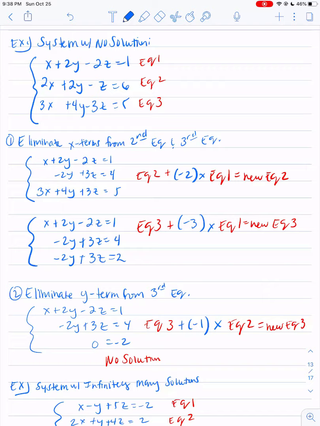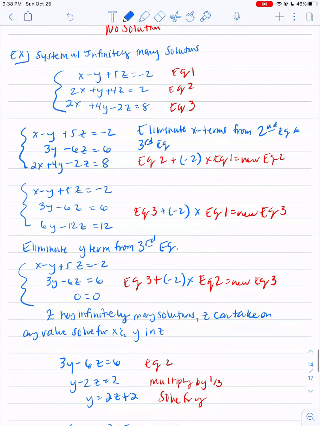Okay, and so now I'm going to do equation 3 plus negative 1 times equation 2 equals my new equation 3, because I'm trying to eliminate the y term from the third equation. And I get negative 2y plus 3z equals 4. And then when I add the negative 1 times equation 2 to the third equation, I get 0 equals negative 2, which doesn't make sense. So that is no solution.